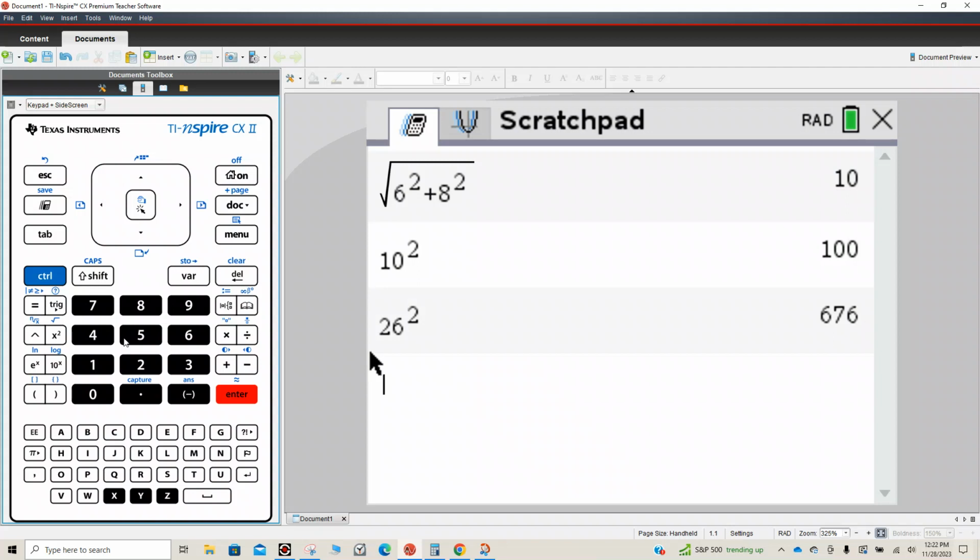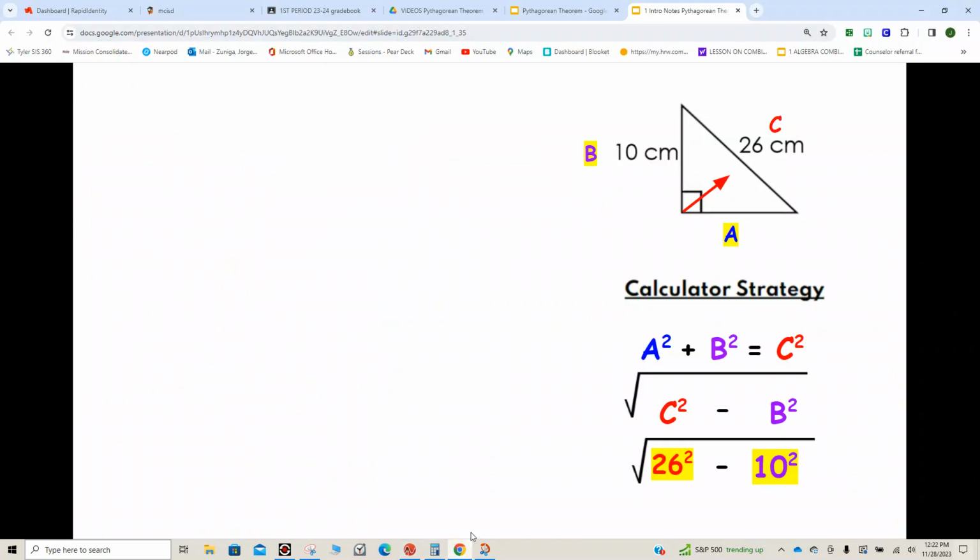So we're going to start off with the square root, 26 squared, and then minus 10 squared. And then what should you get? And hopefully you got an answer of 24. That we already knew the answer was 24, right? It should be 24.